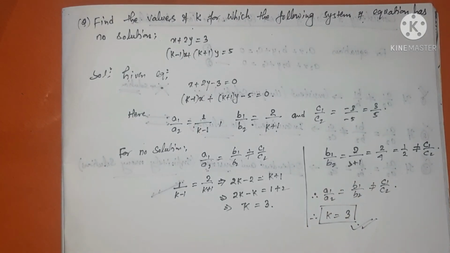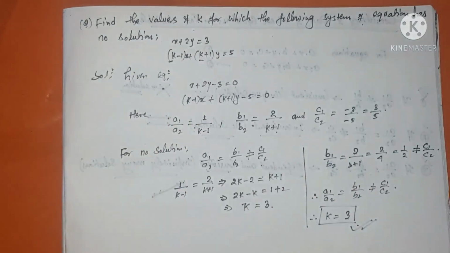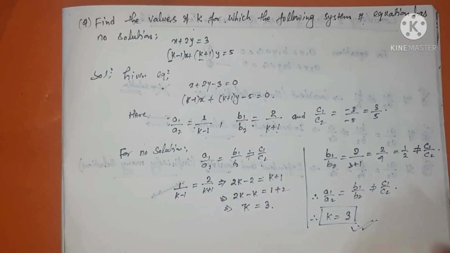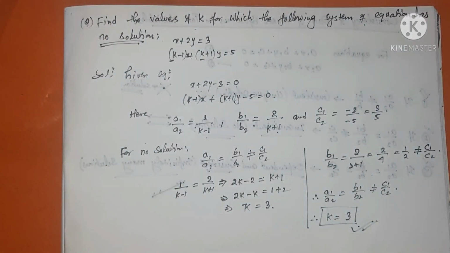So in this way, in the board exam, you'll get questions to find the values of the unknown k, p, m or anything under the given condition. Like here it is no solution. Previously we solved with infinitely many solutions, and we solved with unique solutions. Thank you.